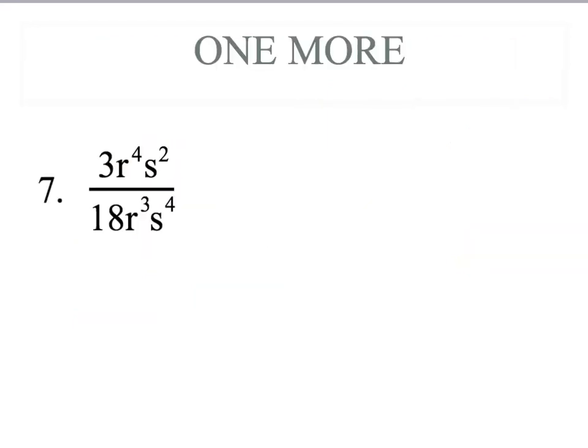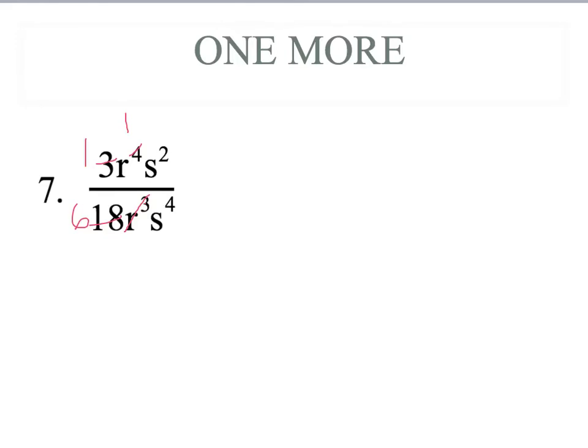Okay, let's try one more. Here, what can I divide this and this by? I can divide them both by 3. So I'll have 1 left here and 6 left here. If I subtract the r's, 4 minus 3, I take away all 3. I have 1 left over.